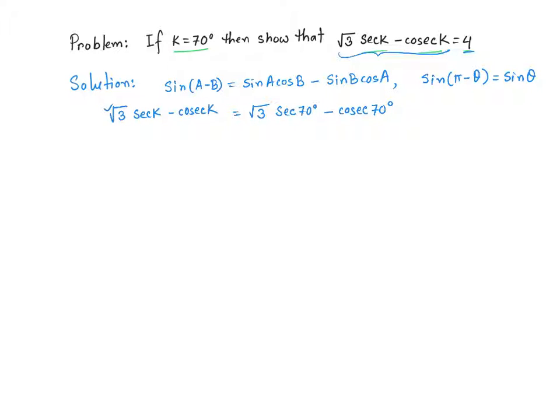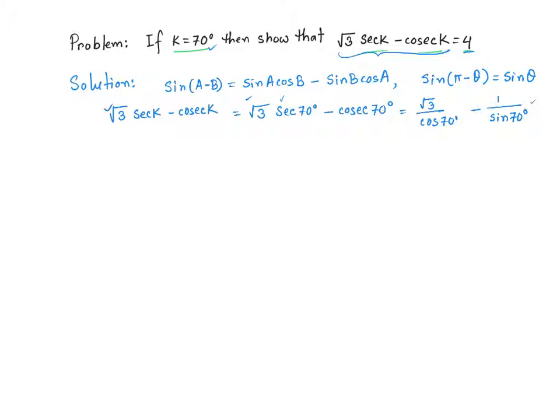Now given that k is 70 degrees, I just plug in the values of k to get square root of 3 times secant of 70 degrees minus cosecant of 70 degrees. Now notice that secant of 70 degrees is 1 over cosine of 70 degrees. So I can write this as square root of 3 over cosine of 70 degrees. Similarly, cosecant of 70 degrees is 1 over sine of 70 degrees. So I write it here.